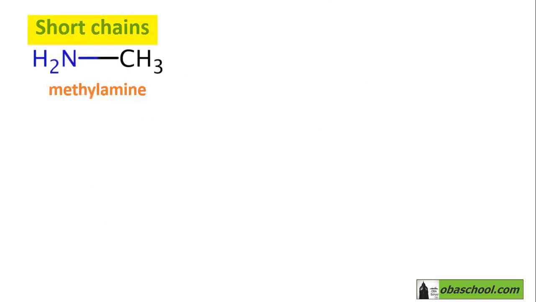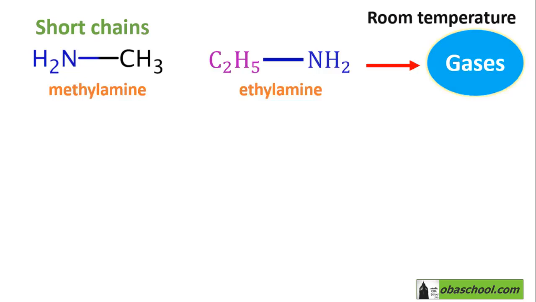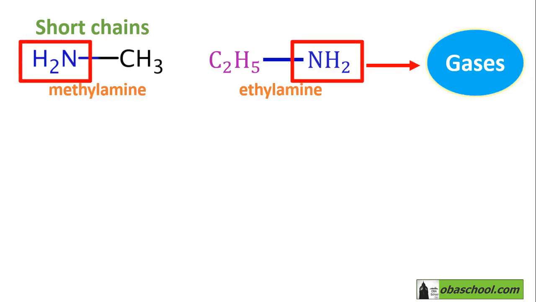Short chains of primary amines like methylamine and ethylamine were found to be gases at room temperature. So primary amines can easily form bonds with other compounds because their NH2 group is found at the extremity.